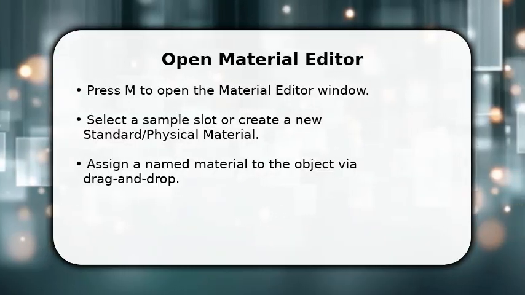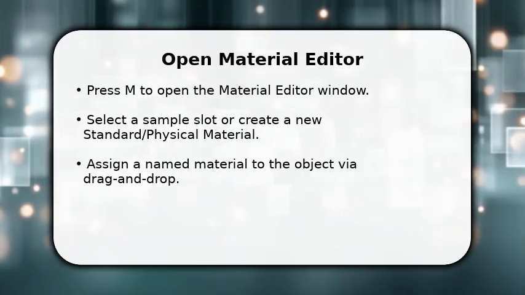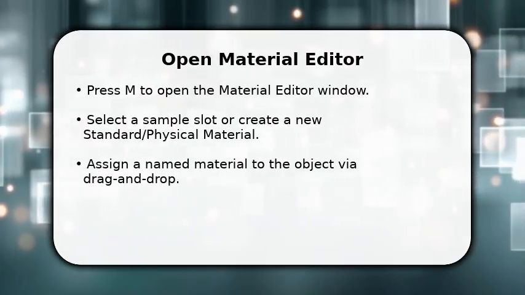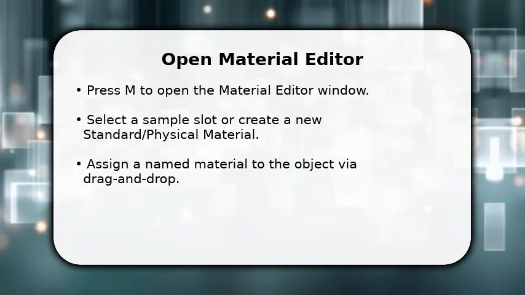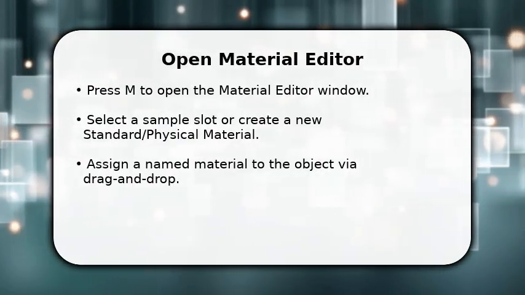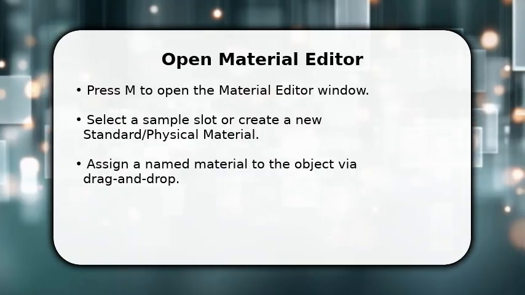You start by opening the material editor with M. This gives you direct access to material slots. Choose an empty slot and pick standard or physical depending on your renderer. Once selected, rename the slot so you don't lose track.